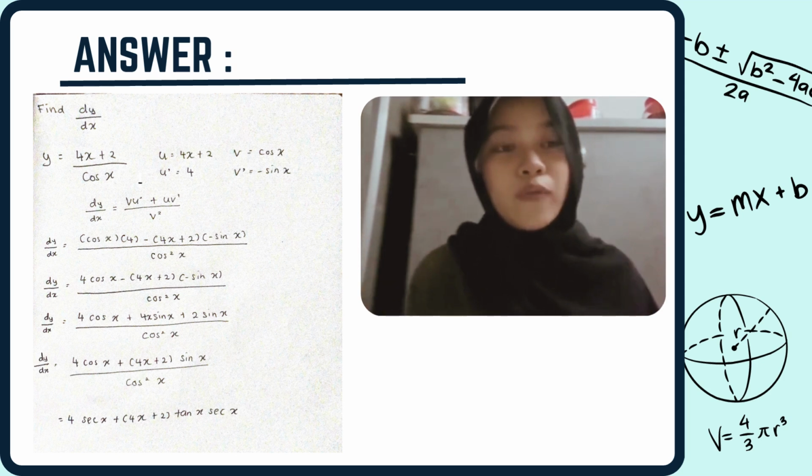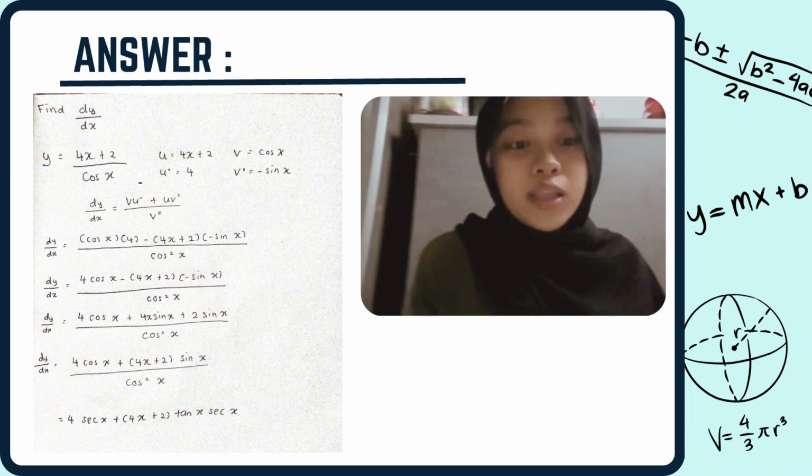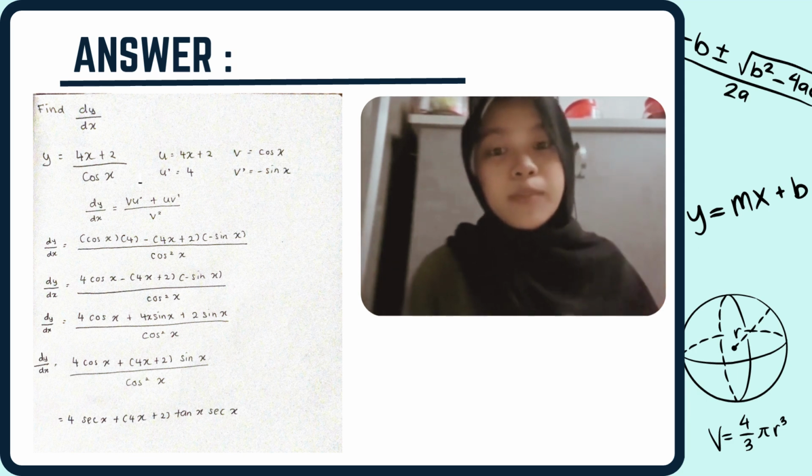To find the prime, we have to differentiate it. So we differentiate 4x plus 2, and we get u prime as 4. Then for v, we differentiate it and get negative sin x as v prime. Now that we are complete, let's plug them into the formula.